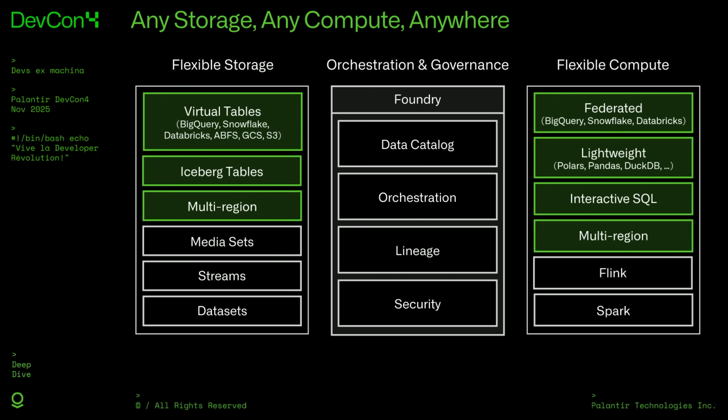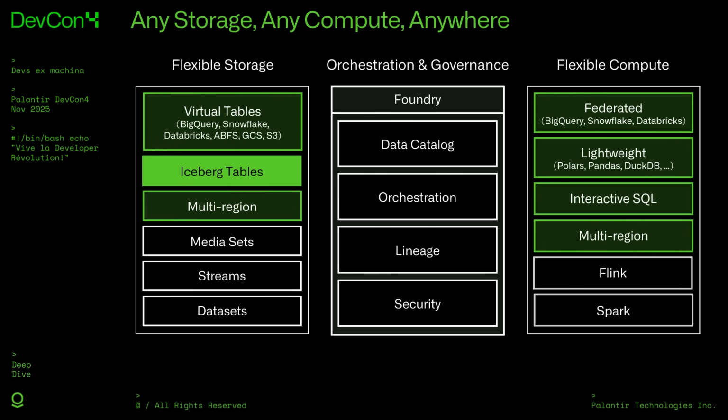In addition to these features, we have storage and compute. And a lot of the work that we've been doing recently has focused around making these as flexible, modern, and modular as possible. So on top of the things which a lot of you will have experience with using, our core dataset, stream, and media set primitives, as well as our compute with Flink and Spark, we've opened up new modalities in both of these spaces to make things more flexible.